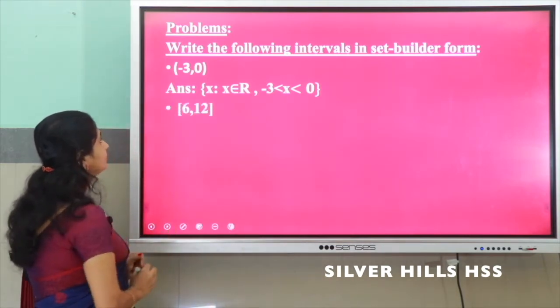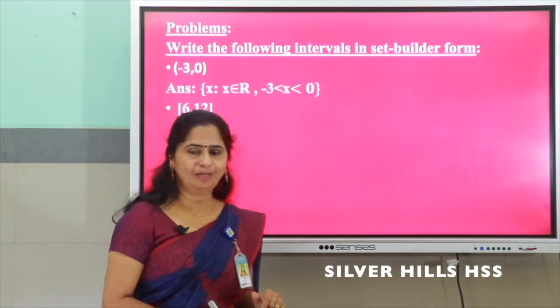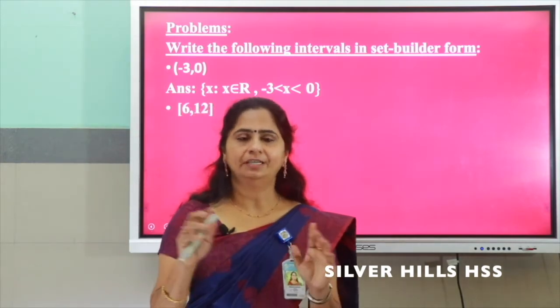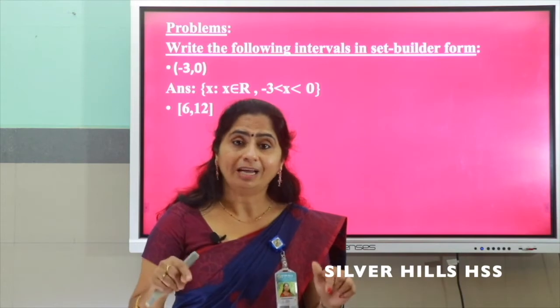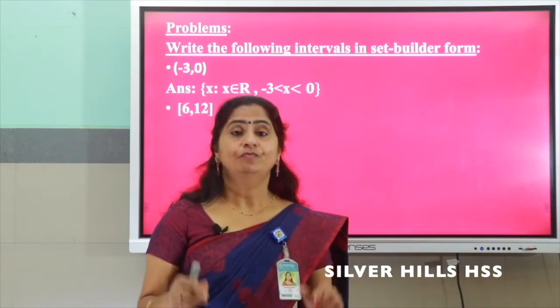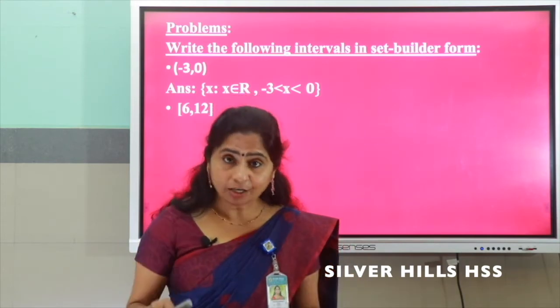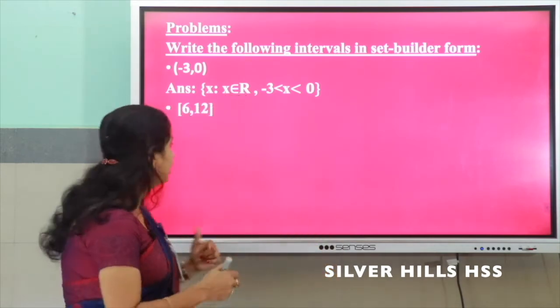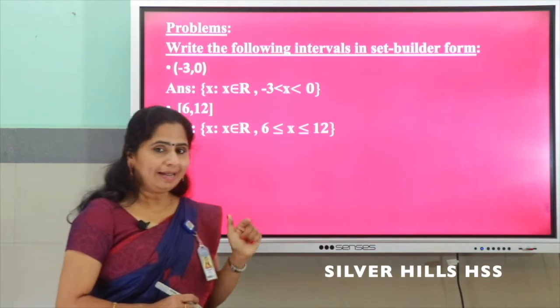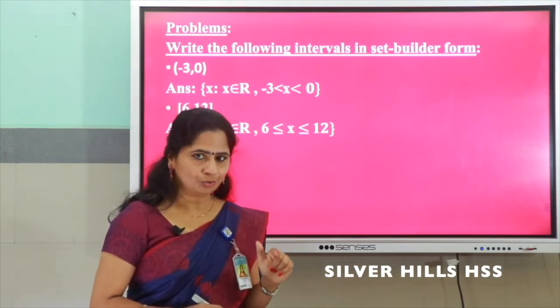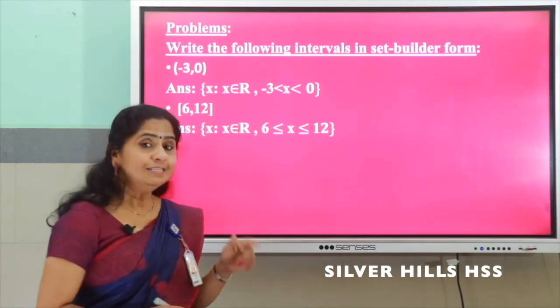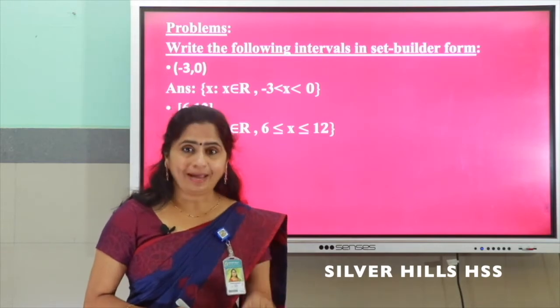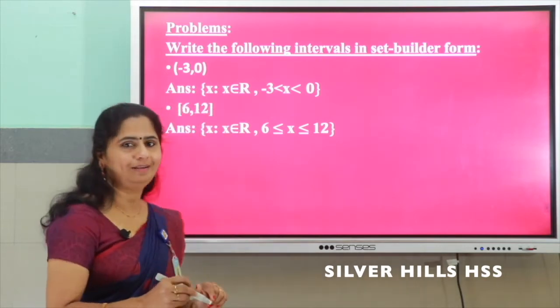Next, closed interval 6 comma 12. When you see the closed interval, it means both the values are included. So whenever the endpoints are included, we use the less than or equal to sign. So tell me, how can we write this? Set of all x such that x belongs to R, comma 6 less than or equal to x less than or equal to 12.